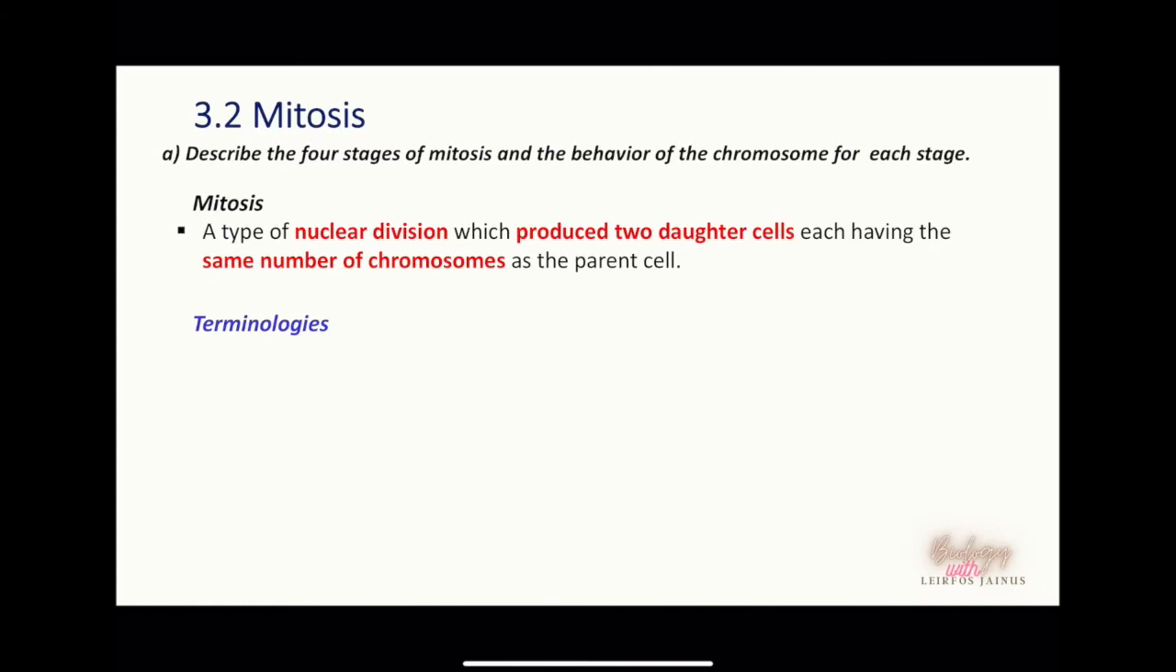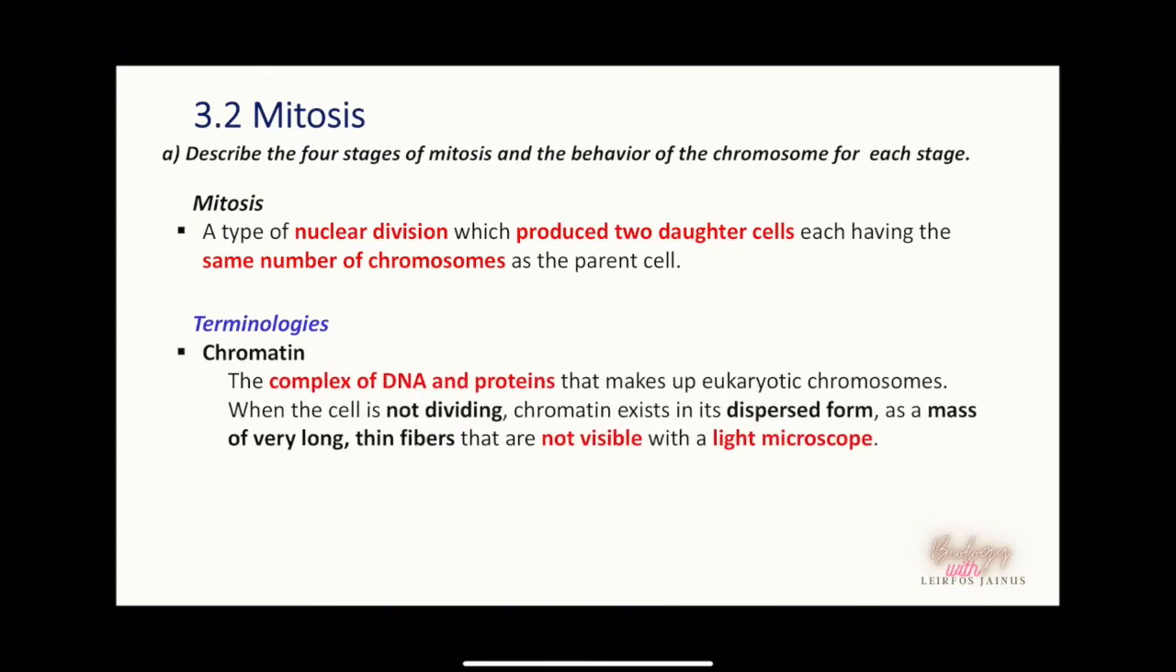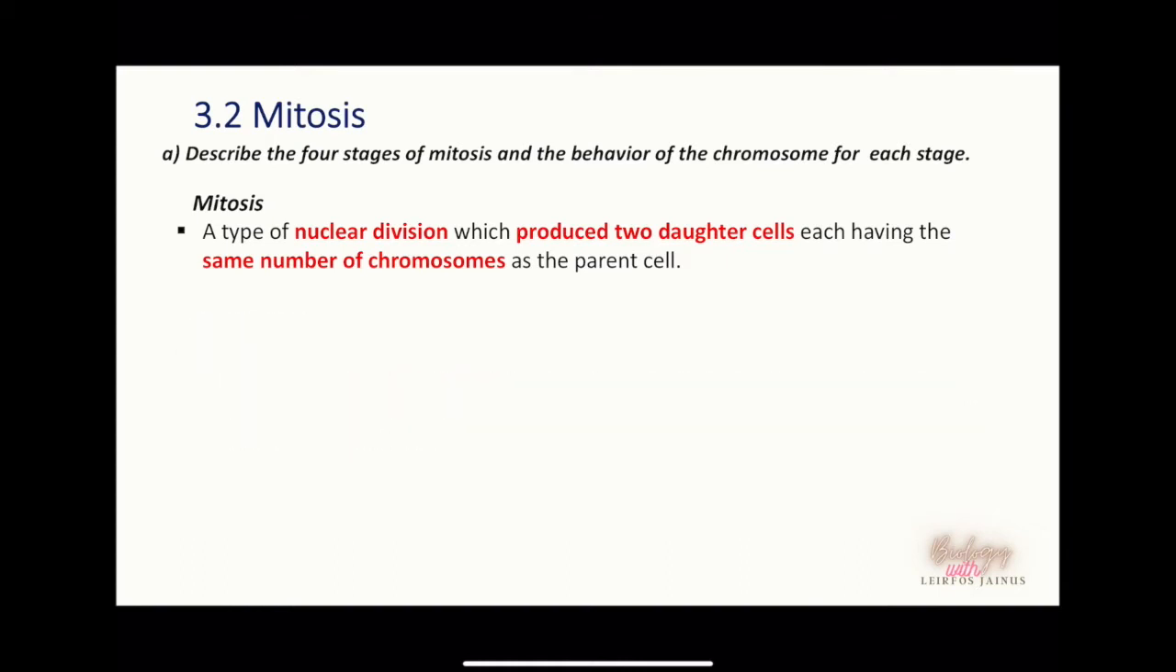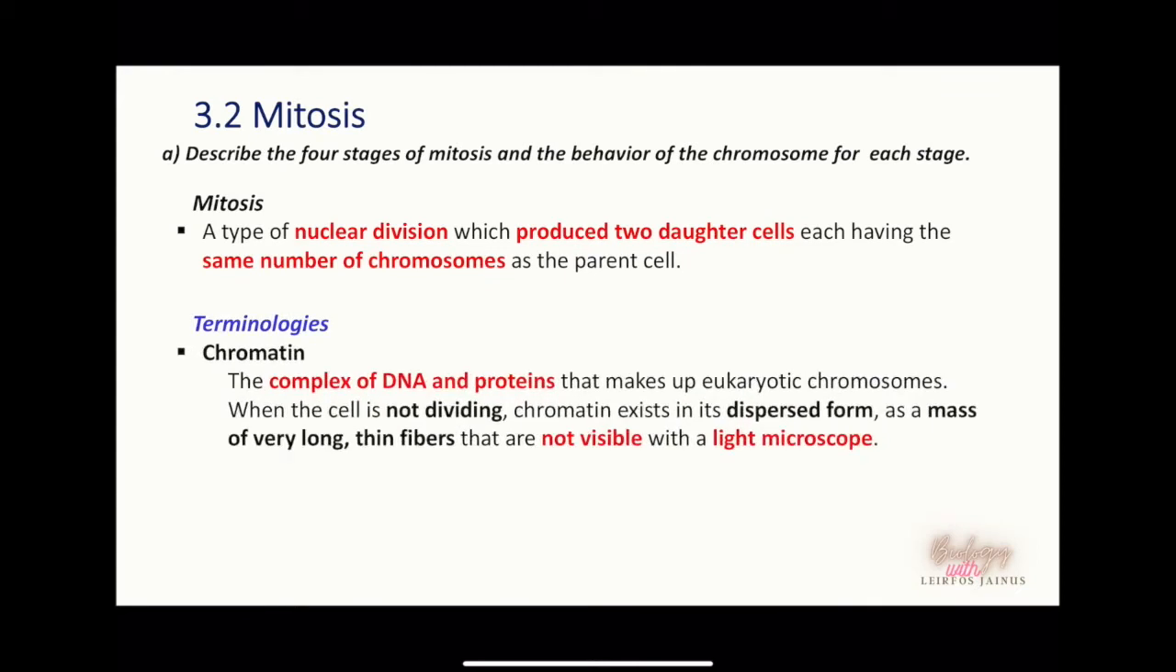the parent cell. Before we discuss more about mitosis, let's understand a few terminologies that are important to explain about chromosome during mitosis. First, chromatin. Chromatin is the complex of DNA and proteins that makes up the eukaryotic chromosome. When the cell is not dividing, chromatin exists in a dispersed form as a mass of very long, thin fibers that are not visible under the light microscope.